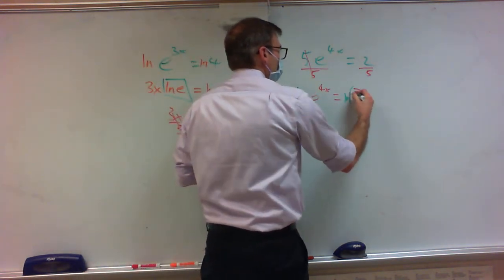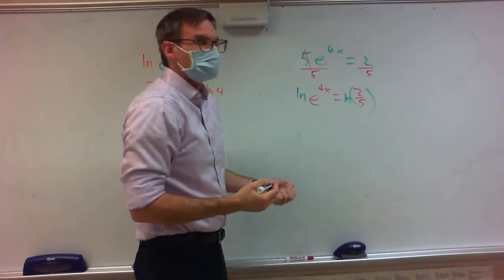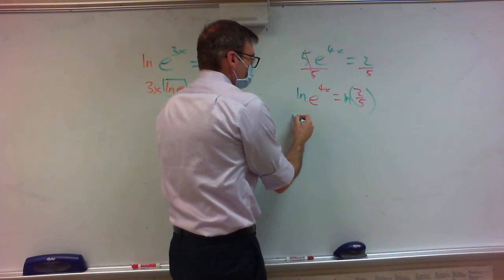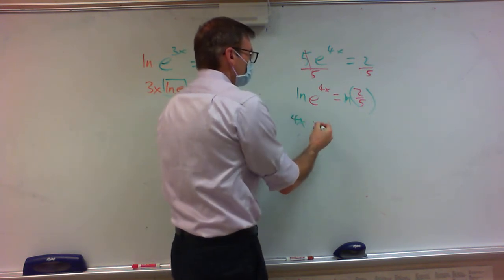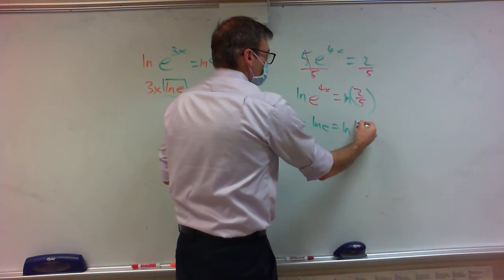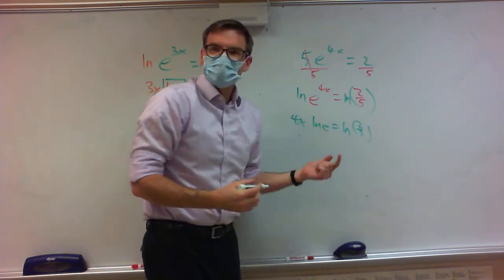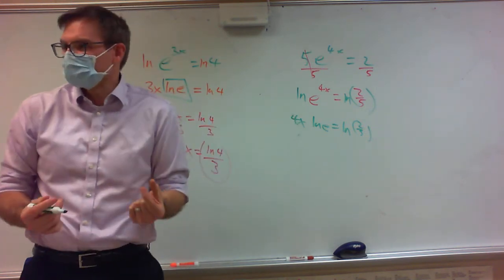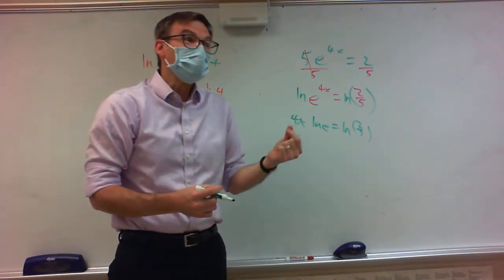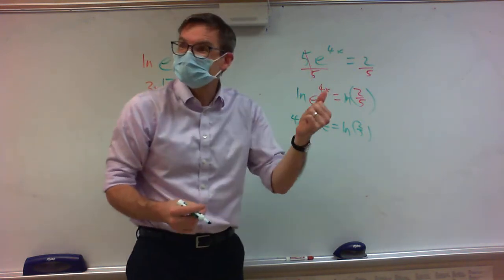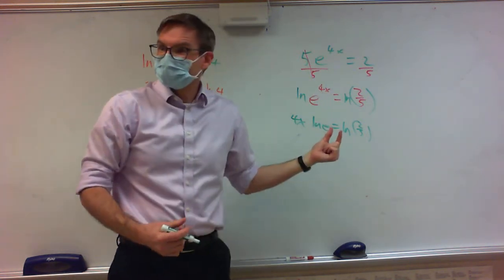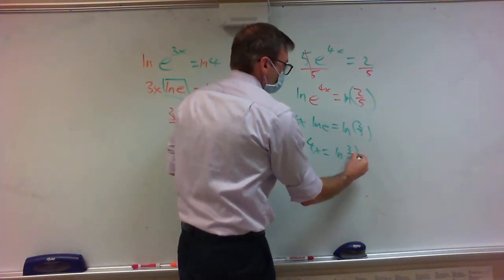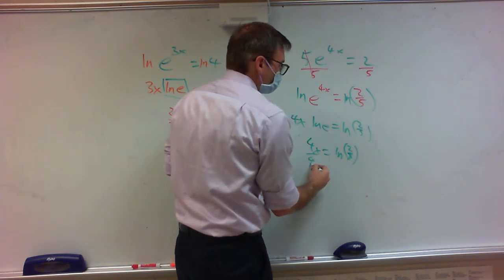I'm going to take natural log of both sides. Then I can bring this exponent down. So I get 4x times natural log of e is equal to natural log of 2 over 5. Oh, wait, what's natural log of e? 1. Right? You're going to get really used to seeing natural log of e, by the way. Really used to it. And I want to make sure that it's instant. When you see that natural log of e, you go, oh, that's just 1. And so now I end up with 4x is equal to natural log of 2 fifths. And I divide by 4.